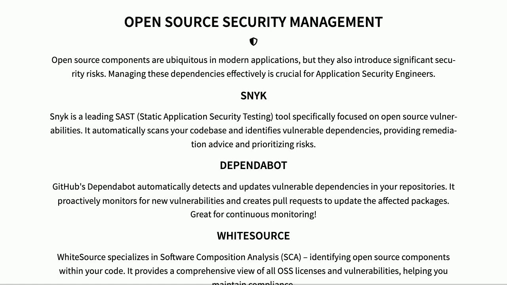Then there's Dependabot from GitHub. It's like an automated security alert system that proactively updates those vulnerable dependencies for you with pull requests. And finally, WhiteSource gives us a really comprehensive view of all our open source licenses and vulnerabilities, which is super helpful for staying compliant. Think of these tools as your security team's eyes and ears when it comes to open source.